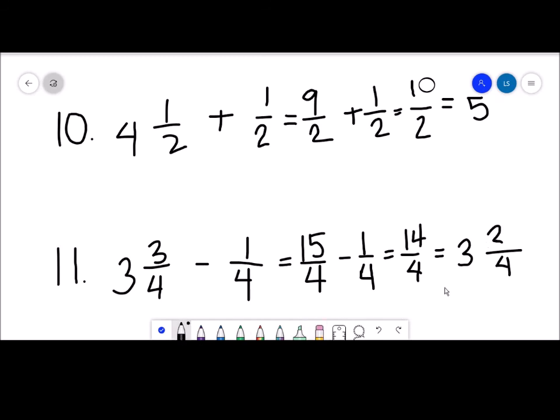So, lowest term natin yan. Mag-isip kayo ng number na pwedeng i-divide kay 2 at 4. Okay, so, ano yung pinakamalaking number na pwedeng i-divide kay 2 and 4? So, that is 2. Divide natin ng 2. Both numerator and denominator. So, 2 divided by 2 is 1. And then, 4 divided by 2 is 2. Okay. So, our final answer is 3 and 1/2.